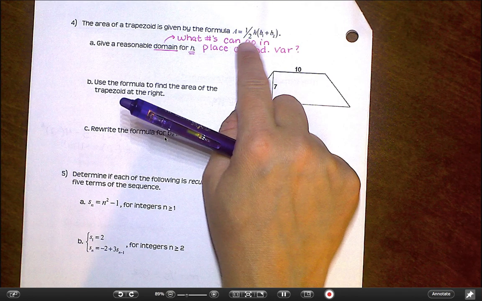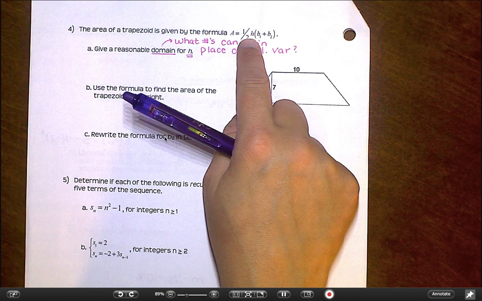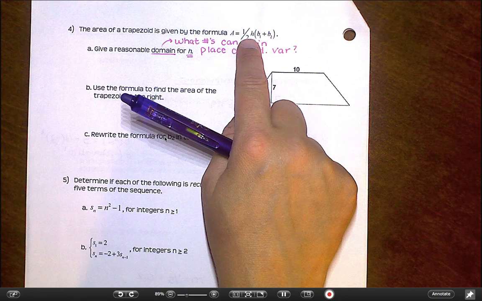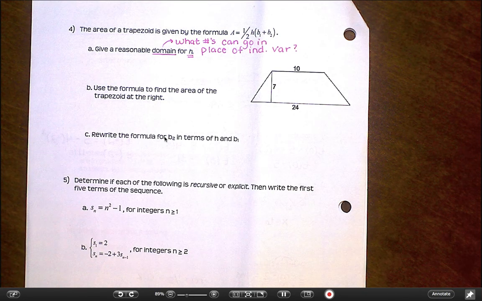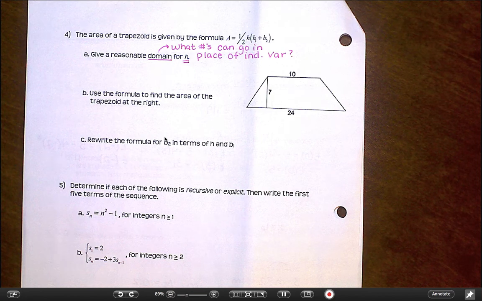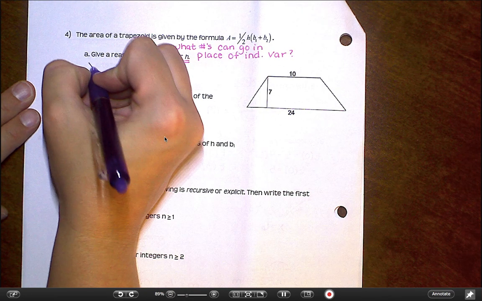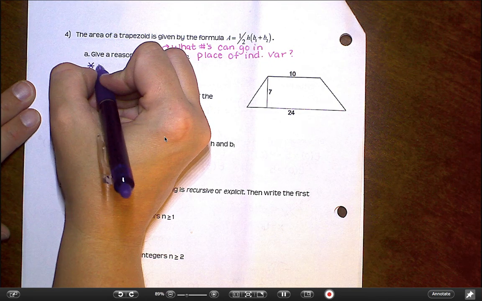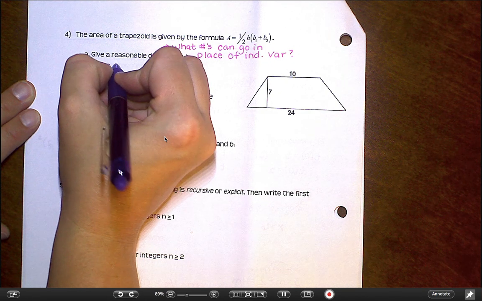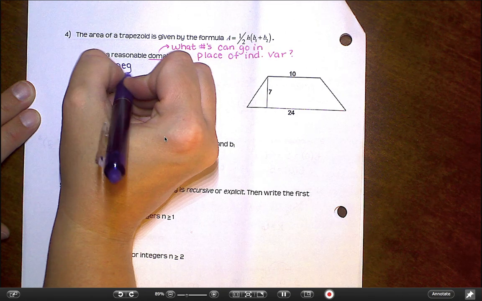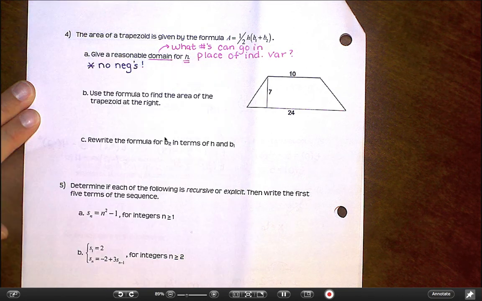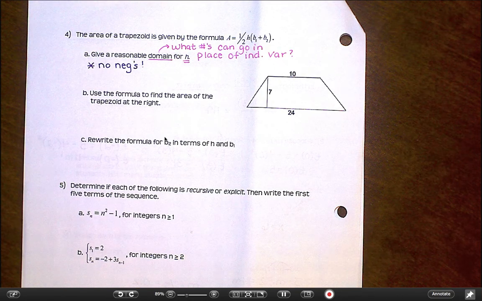So thinking about this, in this problem, the H represents height of a trapezoid. And so I want to know what numbers could I plug in for the height. It may actually be easier to think about what numbers could not go in place of H, what numbers would not make sense. And I would say the numbers that don't make sense would be negatives. I can't have any negatives, because you can't have a negative height.